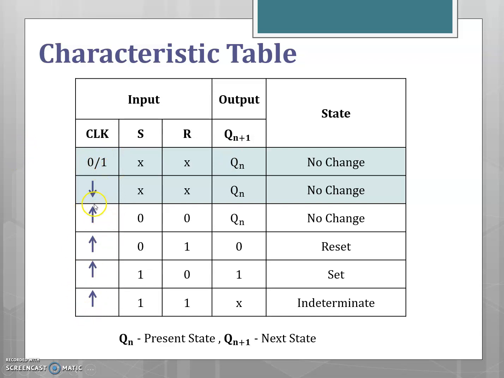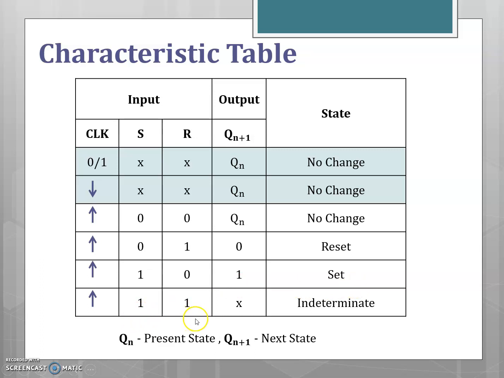For the rising edge of the clock, the behavior of the flip-flop is the same as that of the SR latch. For S equal to 0 and R equal to 0, the output Qn plus 1 is equal to Qn. It represents no change. For S equal to 0 and R equal to 1, Qn plus 1 equals 0, so it represents the reset condition. For S equal to 1 and R equal to 0, Qn plus 1 equals 1, representing the set condition.